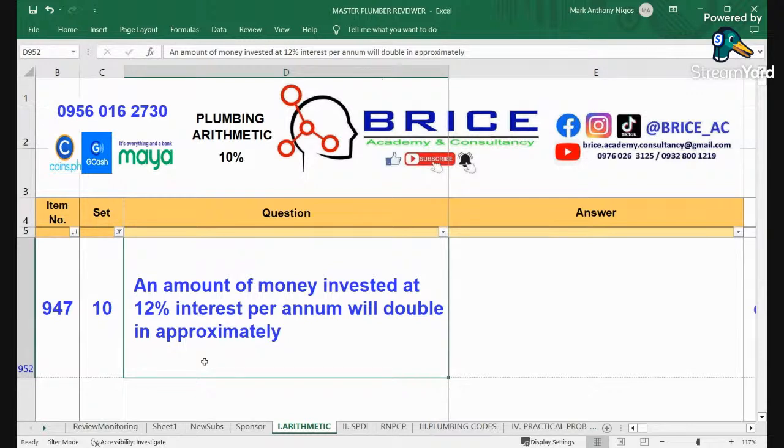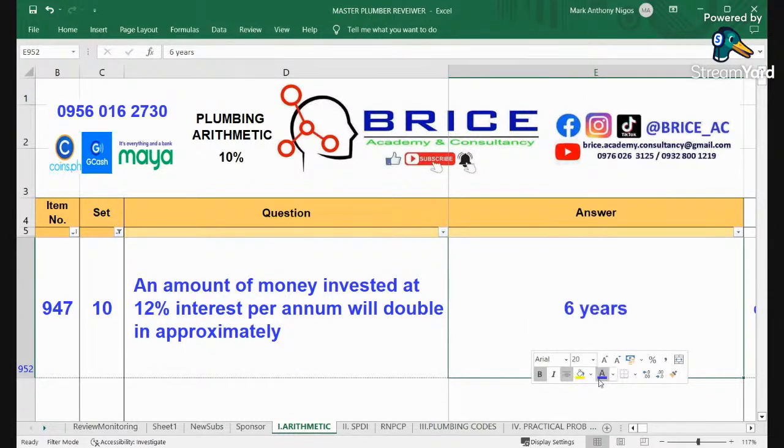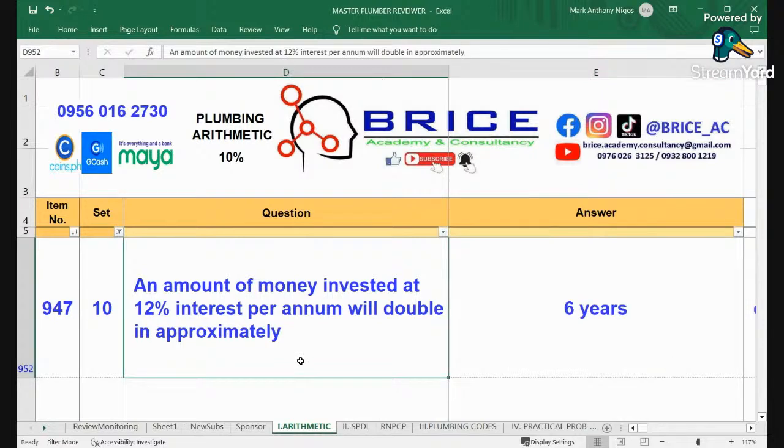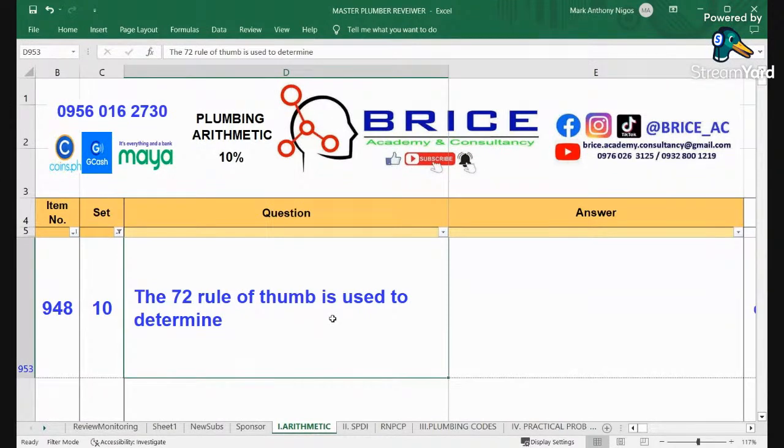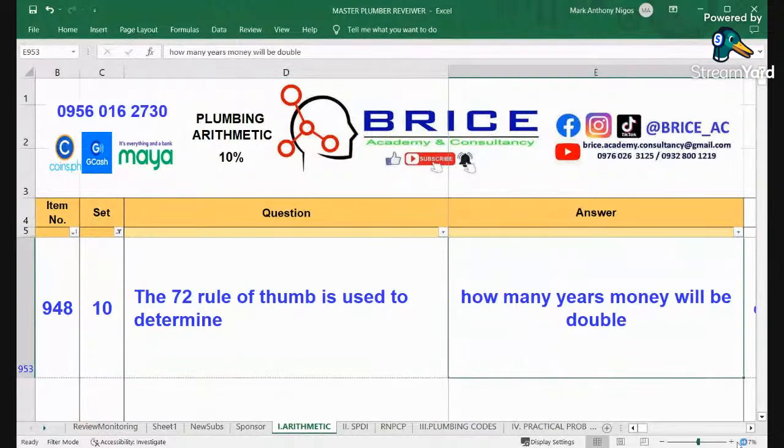947. An amount of money invested at 12% interest per annum will double in approximately how many years? The answer is 6 years. 948. The 72 rule of thumb is used to determine how many years money will be doubled.